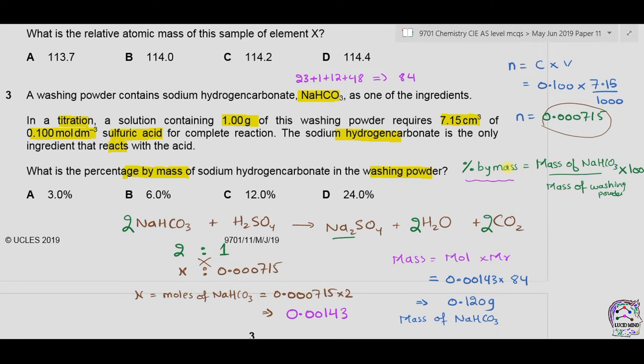Now let's put these values in the percentage by mass formula. So mass of NaHCO3 obtained is 0.120 grams divided by the mass of washing powder, which is given as 1 gram, into 100. It comes equal to 12%. Therefore answer is C.